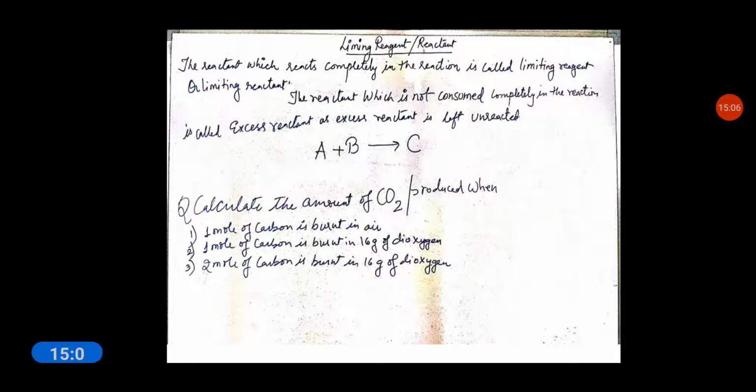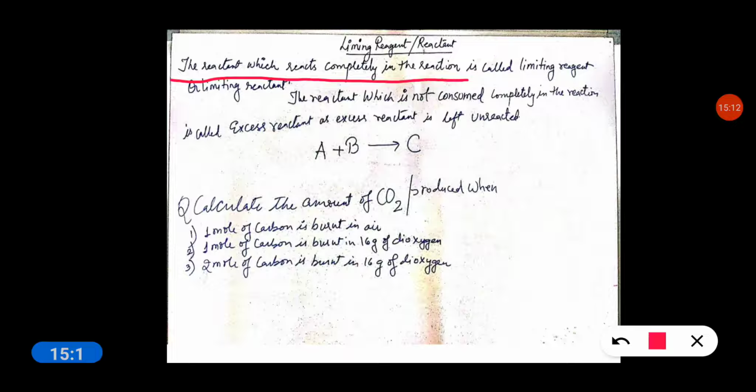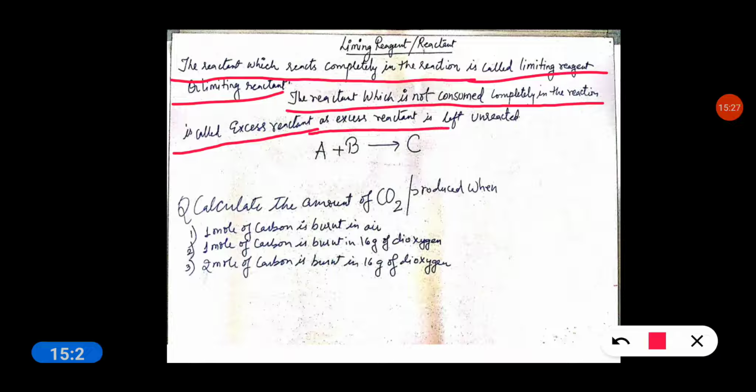So, in short, we can say the reactant which reacts completely in the reaction is called the limiting reagent or limiting reactant, while the reactant which is not consumed completely in the reaction is called the excess reactant, as the excess reactant is left unreacted.